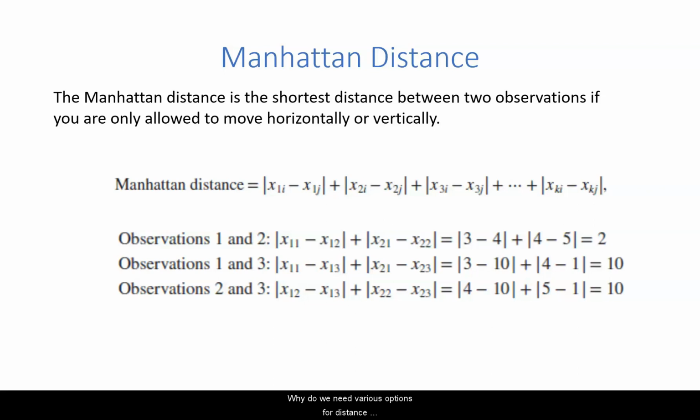So why do we need various options for distance measures? Well, while the Euclidean distance is usually the default distance measure in a lot of the applications, it is more influenced by outliers or extreme values than Manhattan distance. Therefore, when there are outliers in the dataset, Manhattan distance measures may be more appropriate.